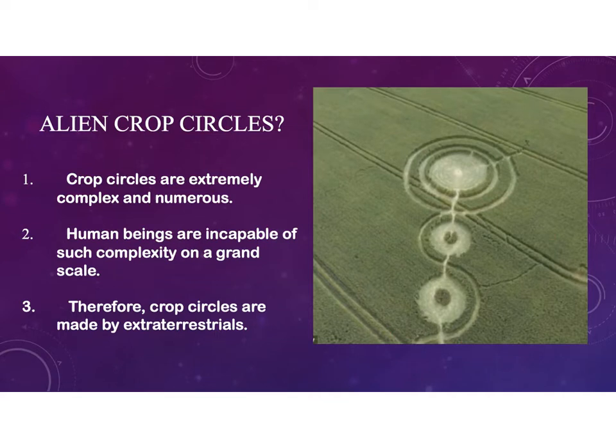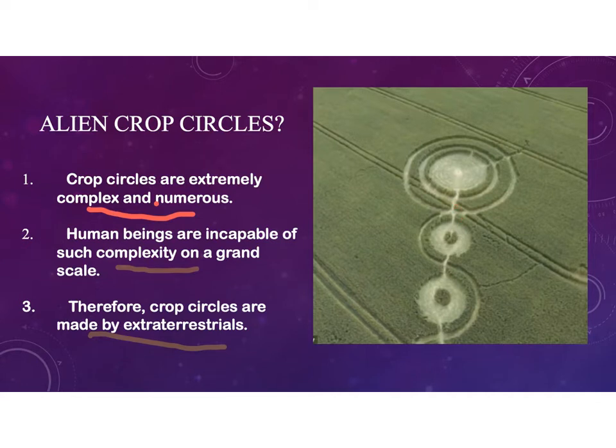Now, if we look at the argument made by people who say that these are made by aliens from far distant planets with advanced technology, the argument usually goes something like this, okay? So crop circles are extremely complex and numerous. That's usually number 1. Human beings are incapable of such complexity on a grand scale, so that's their argument number 2. And then the conclusion, therefore, crop circles are made by extraterrestrials. Now, there's some interesting things here. The crop circles are pretty complex and numerous, I guess. You kind of look at this one here, there's some circles there and a little dot there. So, somebody got creative.